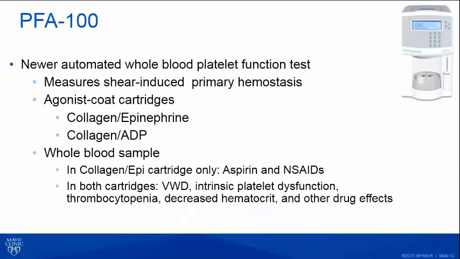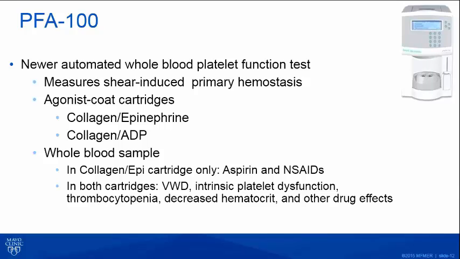So a little bit more on PFA-100. This is a new automated whole blood primary hemostasis analyzer, and in many places it has replaced the bleeding time because it's technically easier to perform and better for standardization. So the machine contains 2 cartridges. One is coated with collagen-epinephrine, one is coated with collagen-ADP. In the center of the cartridge, there's an aperture, and whole blood is drawn through this aperture with high velocity. So this mimics a high shear stress induced primary hemostasis. Then the aperture closure time is measured.